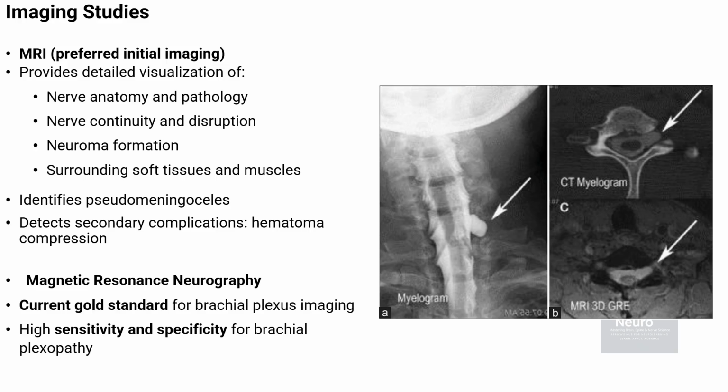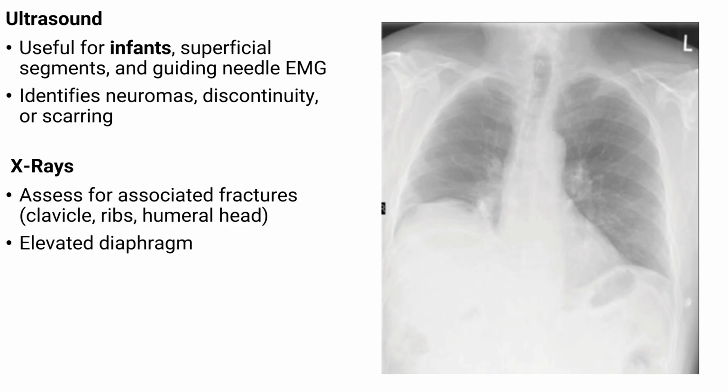It offers high accuracy in detecting brachial plexus pathology and is especially useful for defining the extent and severity of nerve injury. In practice, ultrasound is often used when the nerves are closer to the surface or when examining infants. It's also helpful during EMG studies and can reveal structural changes such as scarring or nerve thickening.